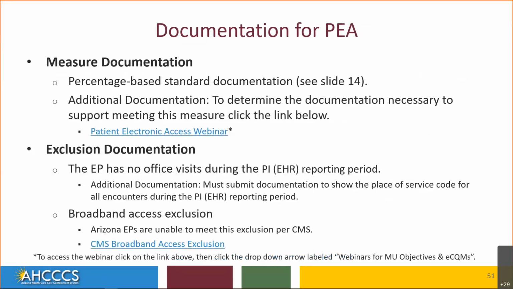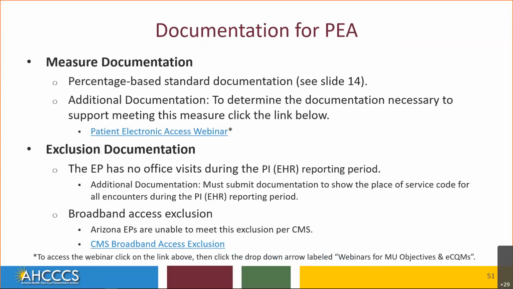So, documentation for patient electronic access. When meeting the measures, the provider should submit the percentage-based standard documentation. Additional documentation might be needed to determine the documentation necessary to support meeting this measure. You can click on the Patient Electronic Access webinar. So make sure when you are testing for this objective that you go in and review the webinar for this objective.